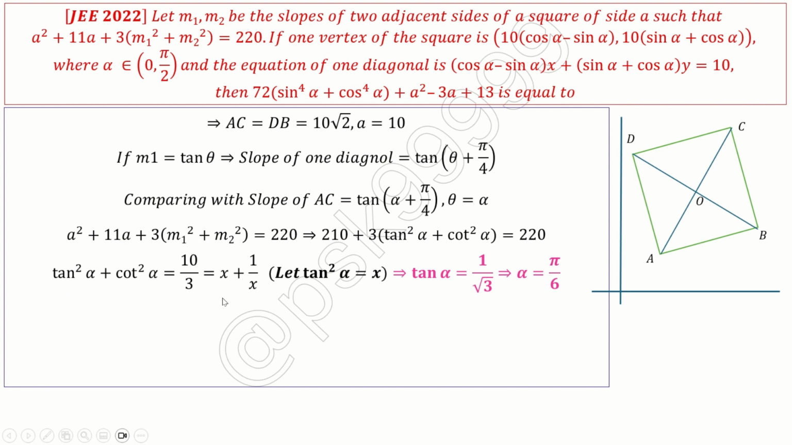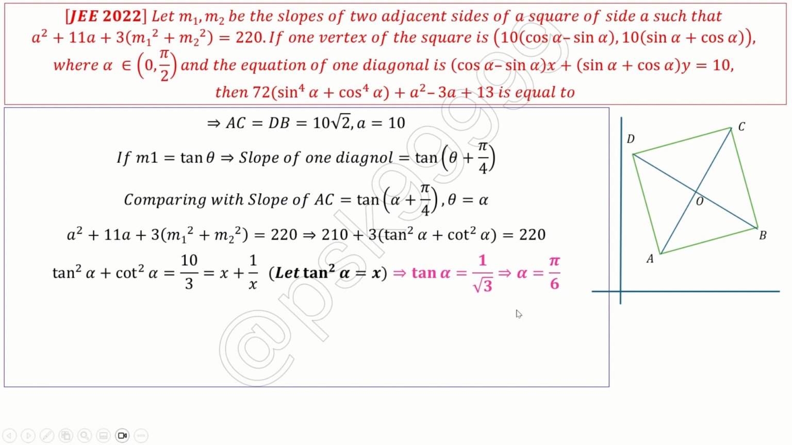Now this is a quadratic equation. I will make a quadratic equation out of it and solve it. If I solve, I will get tan square alpha, which is x, equal to 1 by 3. So tan alpha is 1 by root 3. Why am I ignoring the minus sign? I think you can take the minus also. You will get the other diagonal slope. That's all, there is no difference actually. So tan alpha equals 1 by root 3, and alpha is pi by 6.